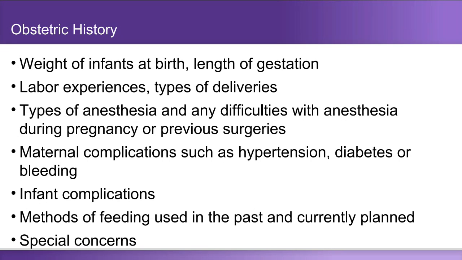We want to know maternal complications such as hypertension. Did they have hypertension with their last pregnancy? If so, they might be at higher risk to have hypertension this pregnancy. Do they have diabetes, or did they have gestational diabetes with one of their pregnancies, or did they have any bleeding issues during pregnancy? These are all the things we want to know. Were there any infant complications? Did you breastfeed in the past? How do you plan to feed your baby with this pregnancy? Or any special concerns that they have? This is the time we want to talk about that and get an idea.